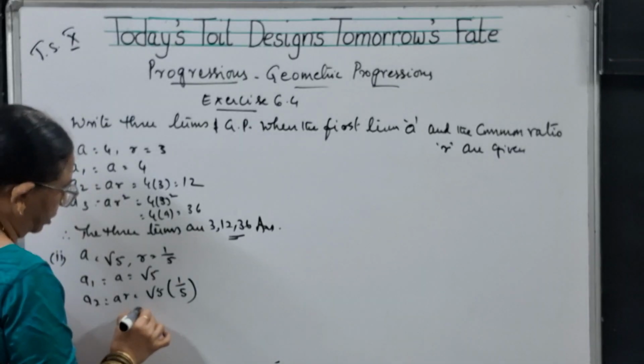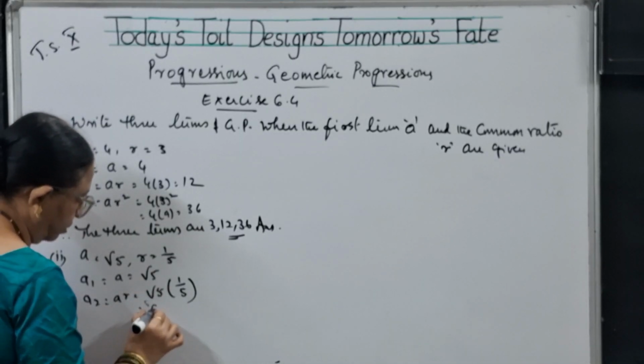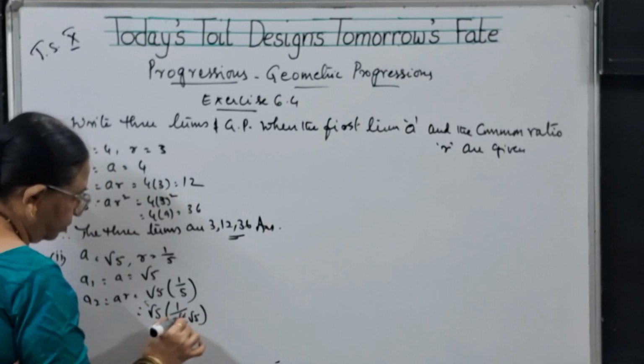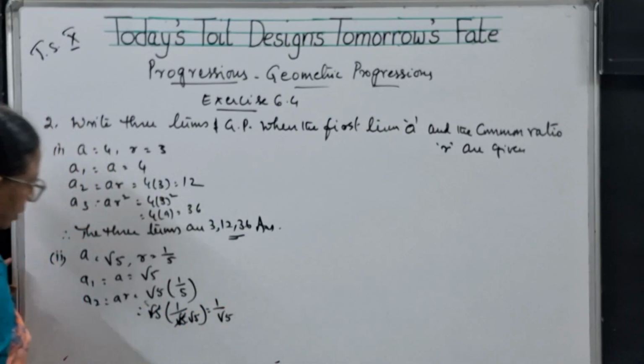Root 5 into 1 by 5 can be written as root 5 into root 5. So root 5 will get cancelled. 1 by root 5 is the second term.